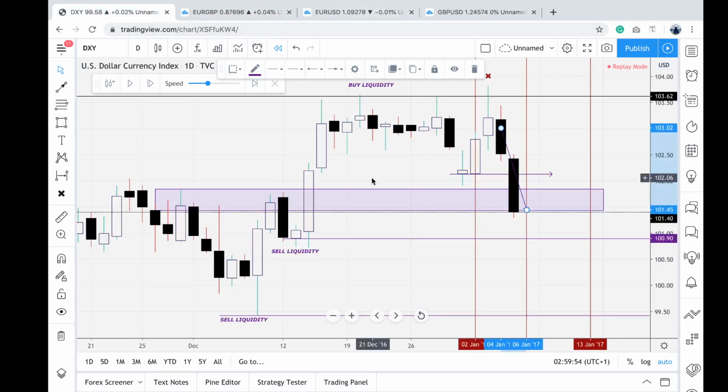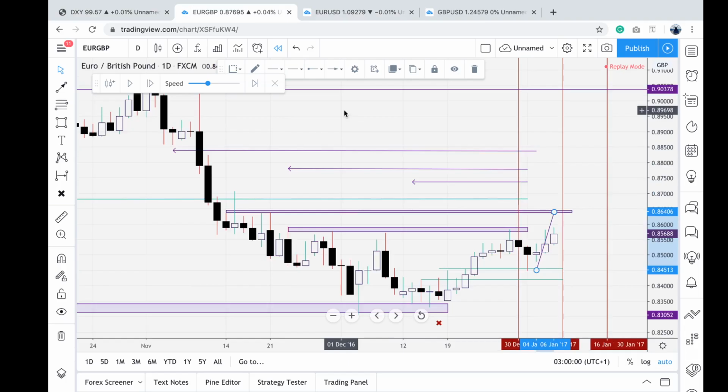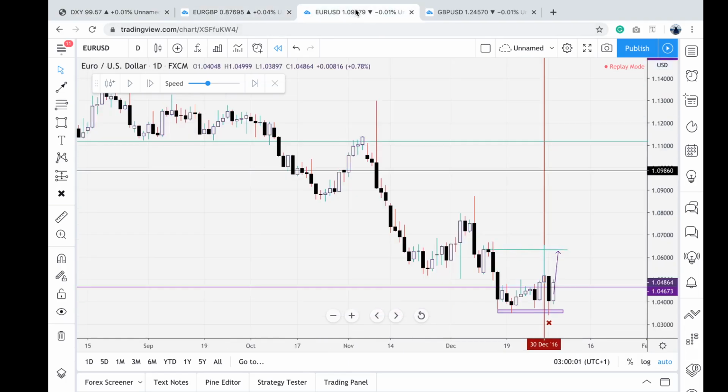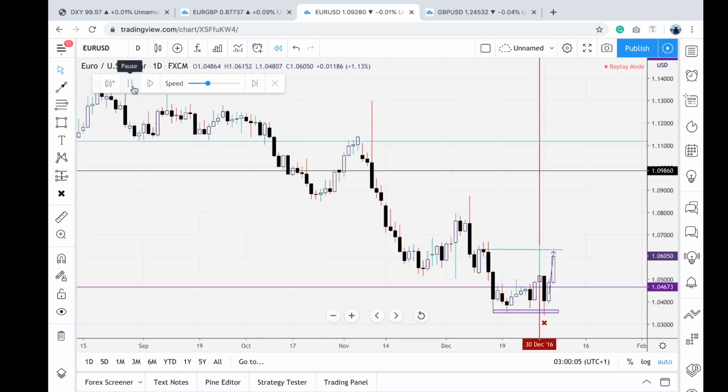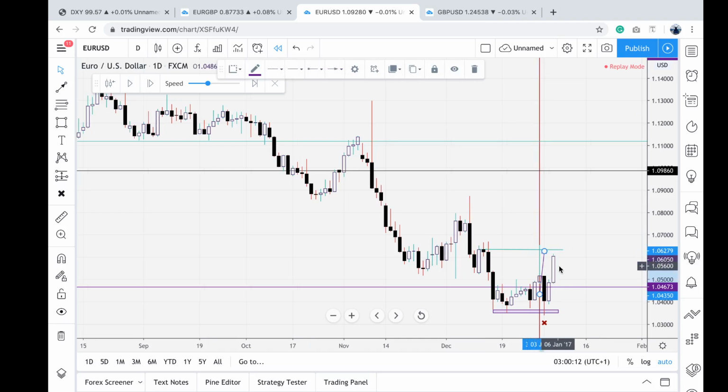More upside on Euro Pound. Oh, sorry. So if DXY went very bearish, we want to see very bullish prices on Euro Dollar, and if Euro Pound went very bullish, that would mean we're going to see more strength on Euro Dollar than British Pound Dollar. And look how precisely price taps our level. Price gets to our level precisely.